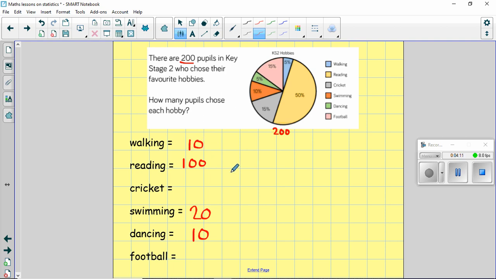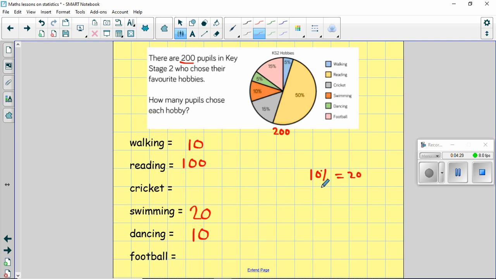Okay, so now we've got cricket and football to do. So cricket, let's have a look, is 15% and football, 15% as well. So we know, I might just do a little jot in here, we've already worked out that 10% is 20.